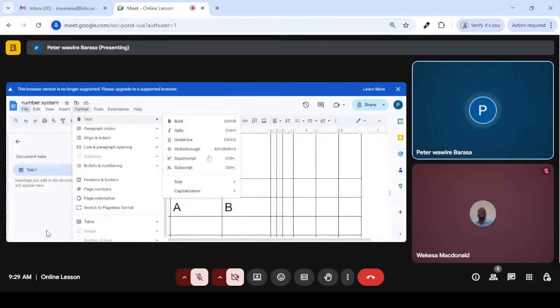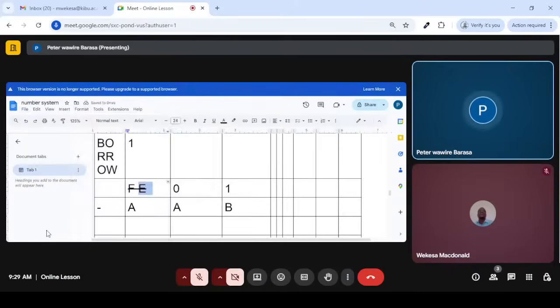Let me remove the strike. When it comes here now, when you have borrowed 1, it comes here and becomes 16. What you have borrowed comes here and becomes 16.